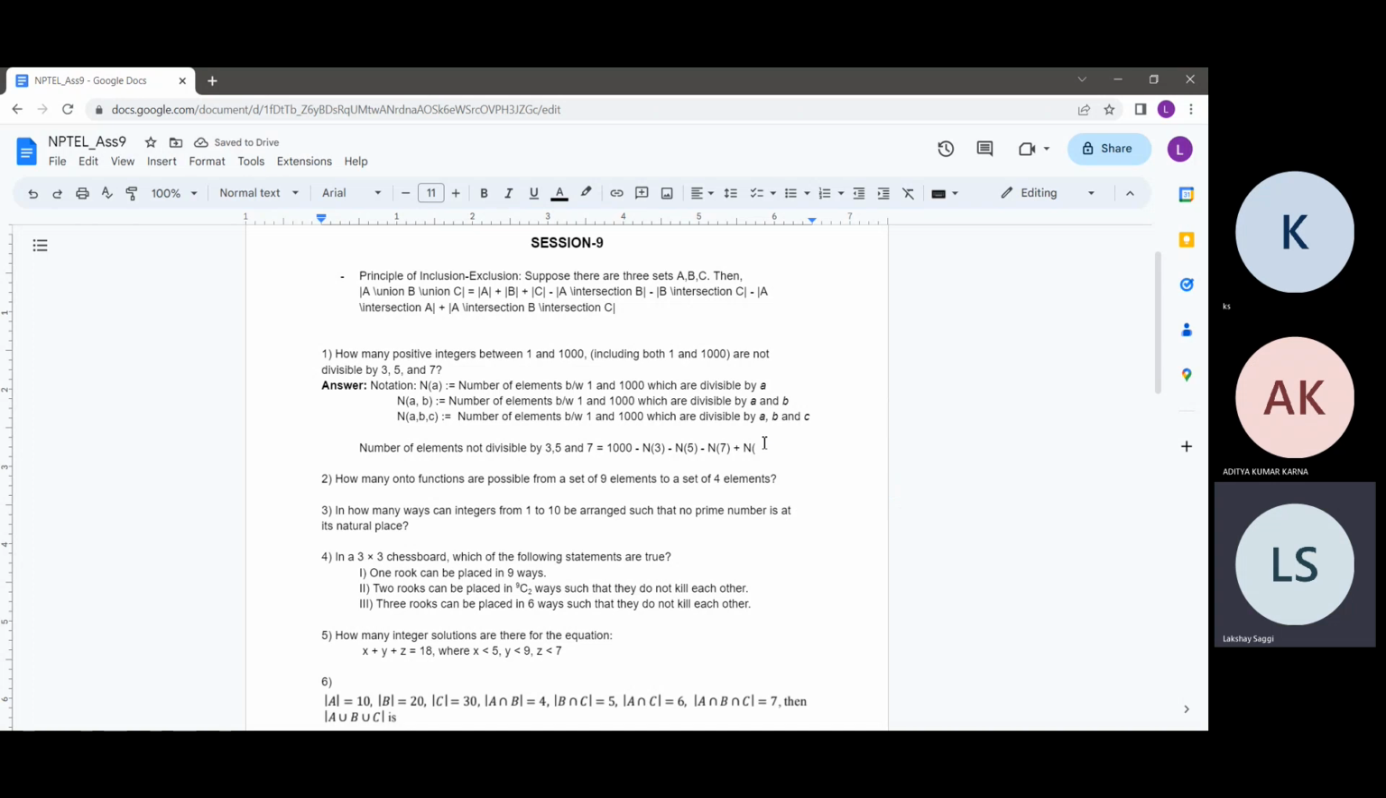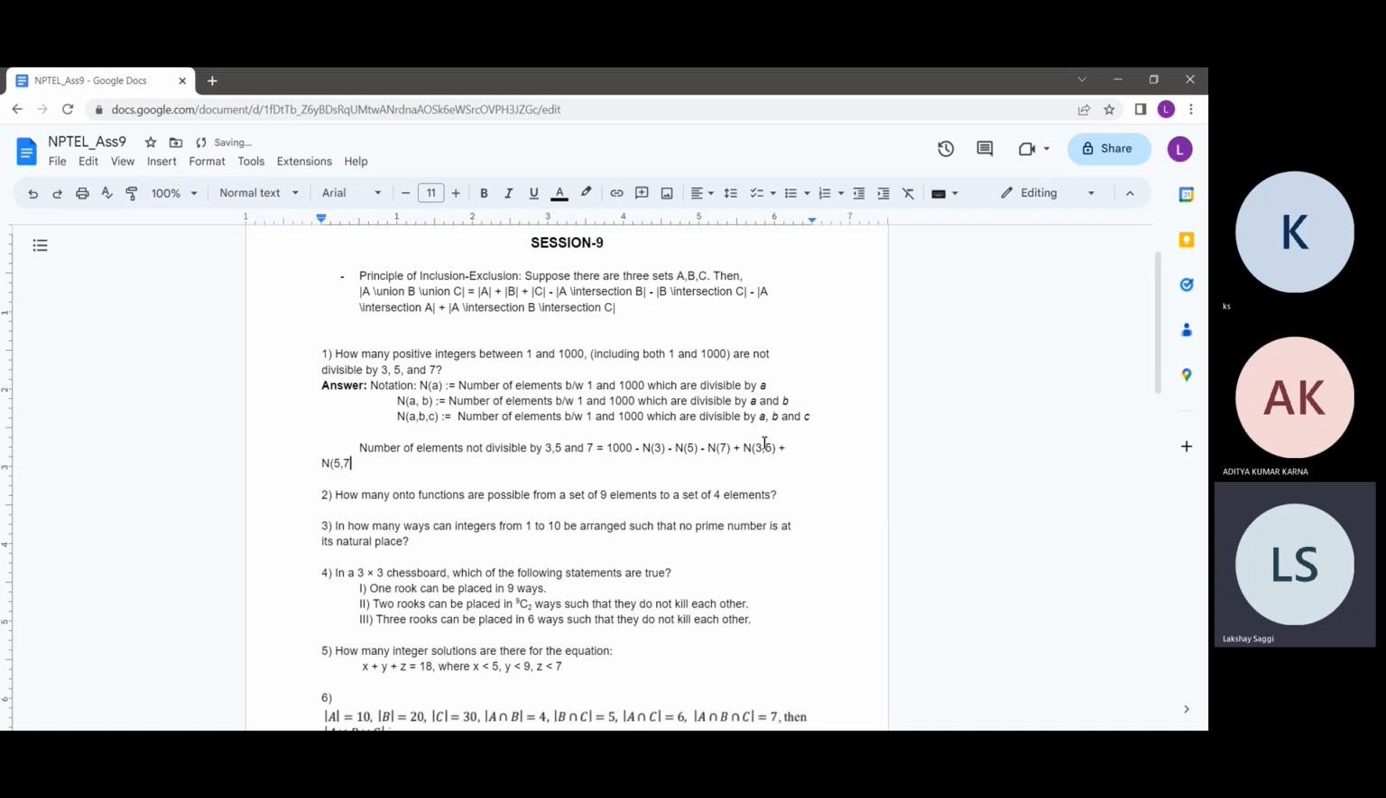Then I'll add back n of 3 comma 5, and plus I'll be adding back n of 5 comma 7, and similarly I'll be adding back n of 3 comma 7. I hope you get the drift of why I'm doing it this way. Till now, from the total numbers I have subtracted the numbers divisible by 3, 5, and 7. And since I subtracted some numbers twice, I'm just adding these numbers back up.